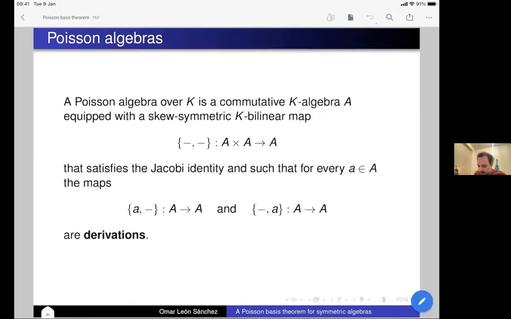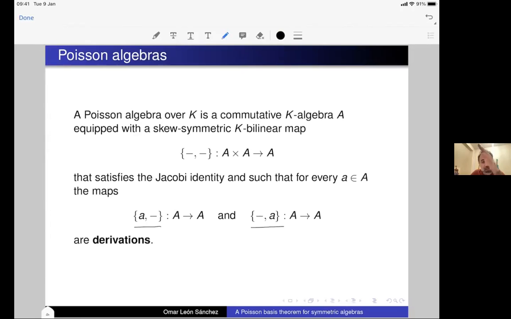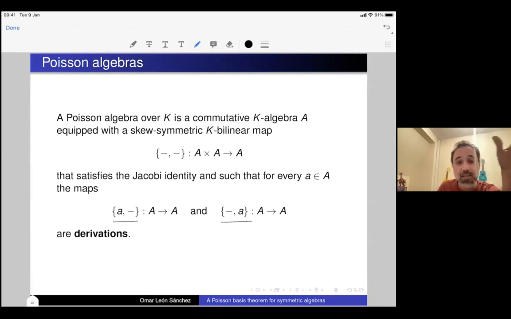Okay, so definitions, because maybe not everyone in the audience has seen this or just remembers this, is that of a Poisson algebra. A Poisson algebra is just: you take this field K, you take a commutative K-algebra A, and this K-algebra comes equipped with a skew-symmetric K-bilinear form. This map goes from A cross A to A. It satisfies the Jacobi identity, which, don't worry about it if you don't remember what it is. It's not very relevant today. And for us, one of the main properties of this bracket is that if I fix an entry, I actually get a derivation. Whenever I fix one of the entries, I actually get a derivation. That's what a Poisson algebra is.